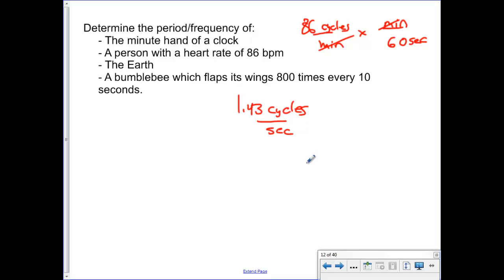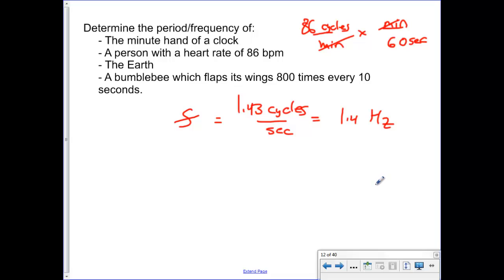Okay. Is that a period or a frequency? It's a frequency. Whenever time is on the bottom, it's a frequency. It just takes some time to get used to. So we've now solved for my frequency. So you could call this 1.4 hertz.